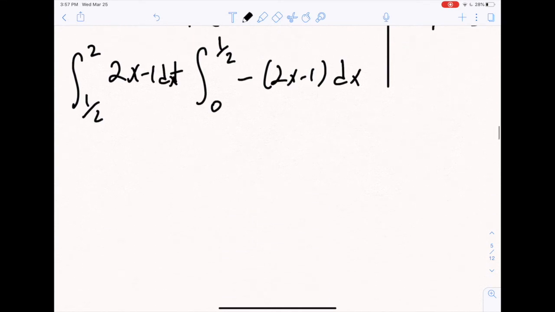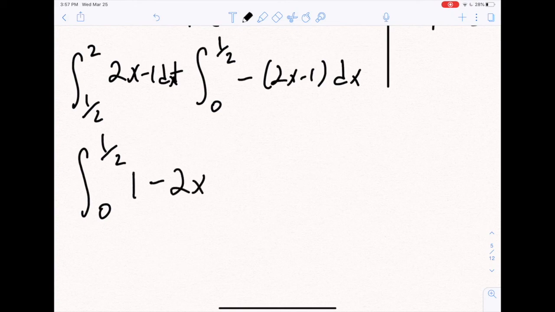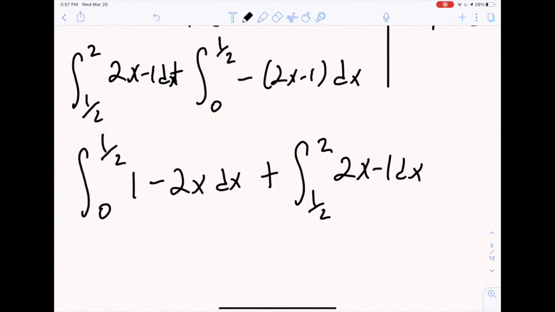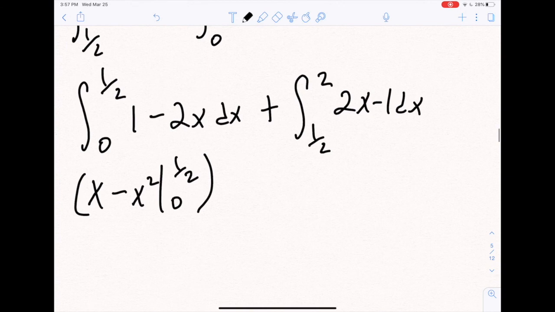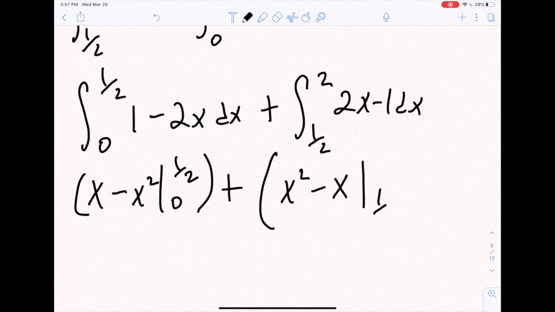And let's rewrite this. So this is the integral from 0 to 1/2. I'm flipping these around just for the sake of simplicity. The integral from 0 to 1/2 of 1 minus 2x dx plus the integral from 1/2 to 2 of 2x minus 1 dx. And so we end up with x minus x squared evaluated from 0 to 1/2 plus x squared minus x evaluated from 1/2 to 2.